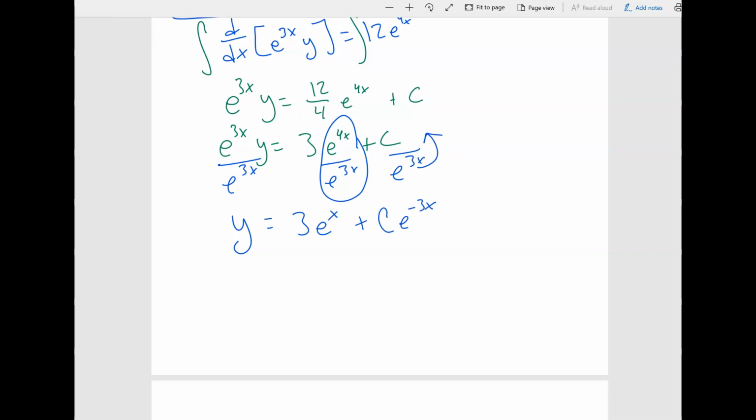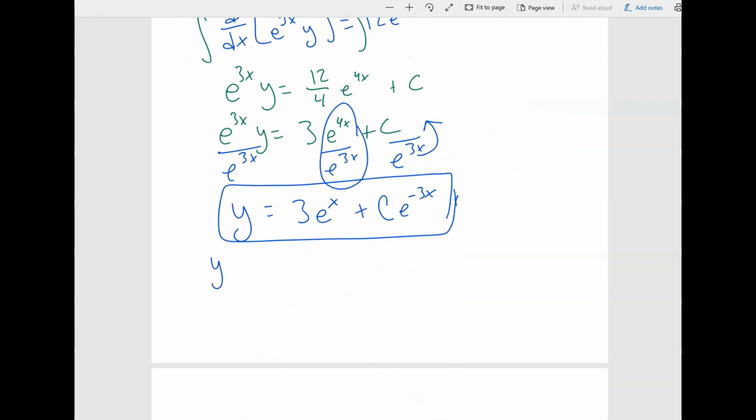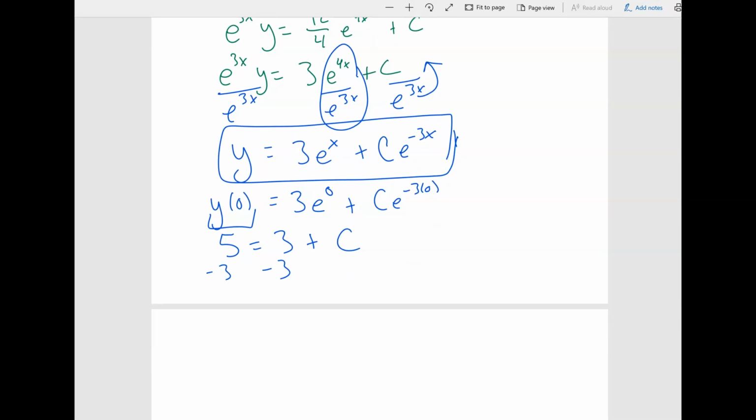Okay, so this would be the solution if I didn't have an initial condition, but I do. Our initial condition is y of 0 equals 5. So y of 0 is equal to 5, so I'm going to plug in 0 to all the x's. This is going to be 3 because e to the 0 is 1, plus c, this is just going to be e to the 0 also. Move the 3 over, and I get c equals 2.